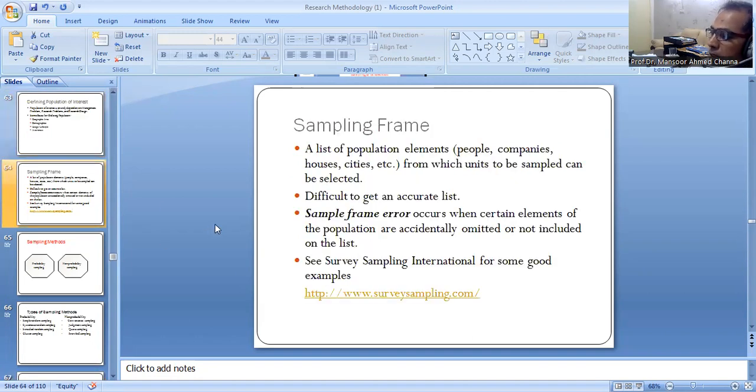Sampling frame: a list of population elements, people, companies, houses, cities, etc. from which units to be sampled can be selected. It is difficult to get an accurate list. Sample frame error occurs when certain elements of the population are accidentally omitted or not included on the list. See Survey Sampling International for some good examples, www.surveysampling.com.